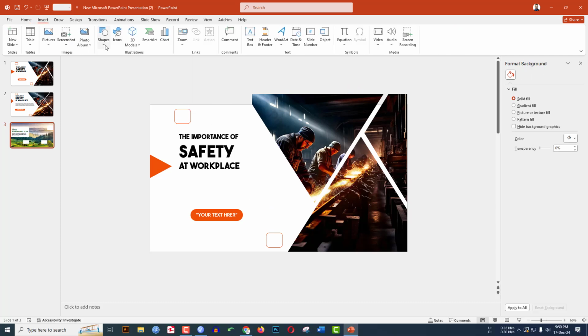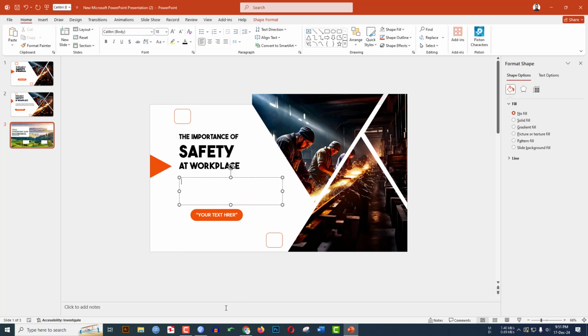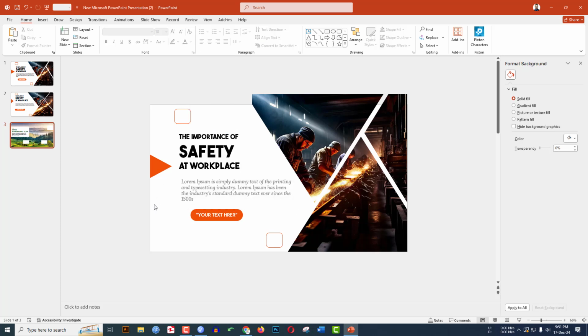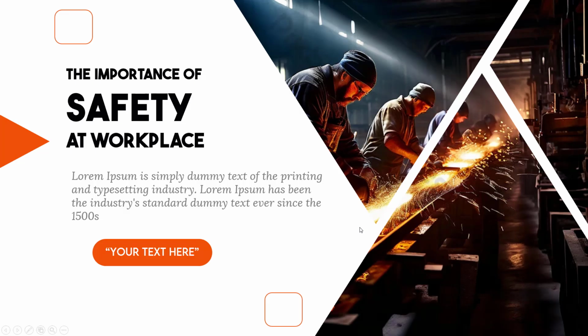Actually, go to Insert Shape, pick another text box, drag it over here, paste it, change it to Lora. Make it italic, place it over here, select it, change the color and here this is perfect. Now let me watch the slideshow and here you will see this is looking very beautiful.